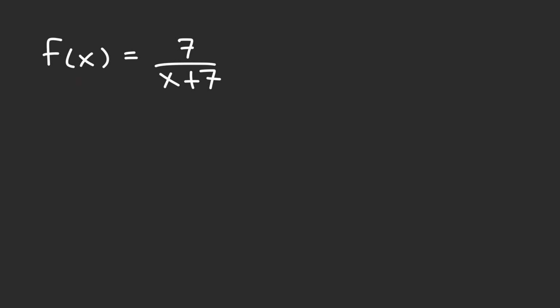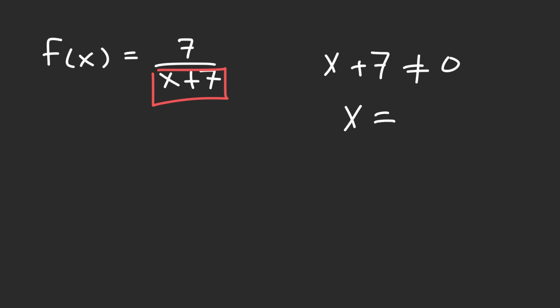F of x equals 7 divided by x plus 7. To find the domain, I should set the denominator to not equal 0. So x plus 7 should not equal 0. Why? Because I don't want to divide the 7 by 0. If I divide it by 0, then my function will be undefined. So in this case, x should not equal minus 7.